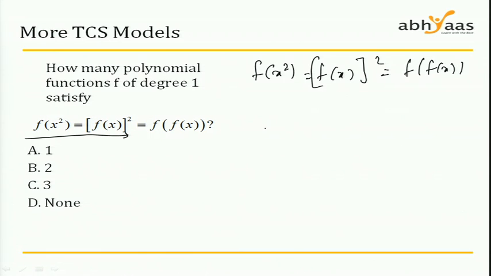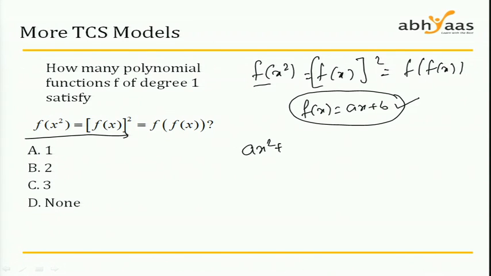Right. Now whenever I say it's a polynomial of degree 1, what is the possibility? The only possibility is f of x will be equal to ax plus b. If it's of degree 1, it's a linear equation. Linear equation form is always ax plus b. Now let's substitute this. From the first one, f of x square value becomes how much? ax square plus b. f of x whole square becomes how much?